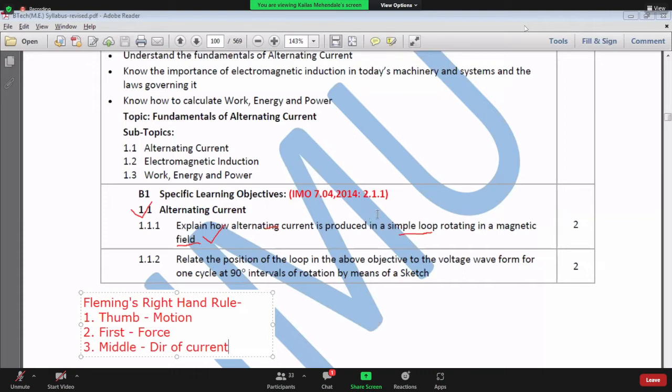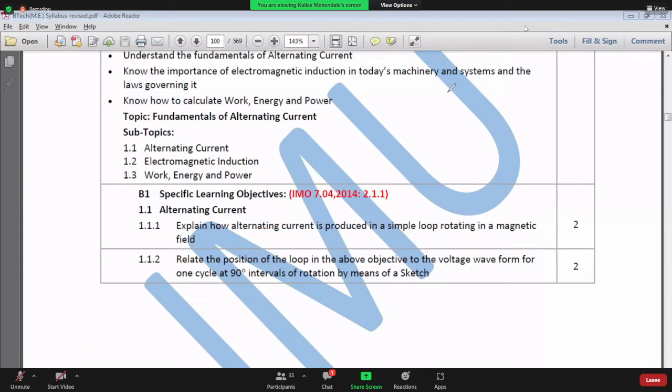Next: relate the position of the loop above to the voltage waveform for one cycle at 90 degree intervals by means of a sketch. This was also done in the video. At 90 degrees the voltage was maximum, at 180 degrees the voltage becomes zero, and at 270 degrees it became negative maximum, and so on. So we have done this so far. Let's move on.